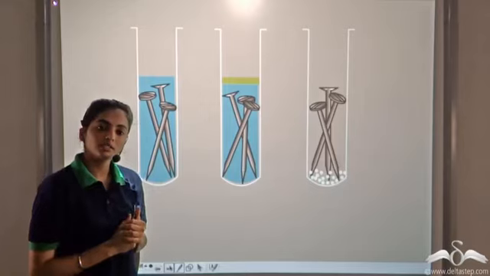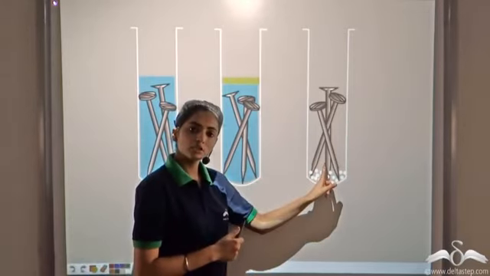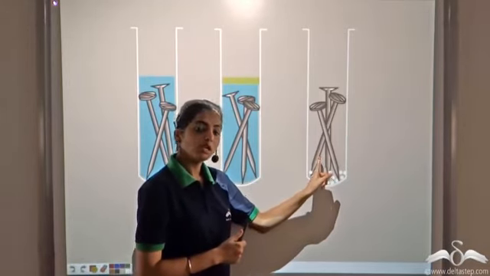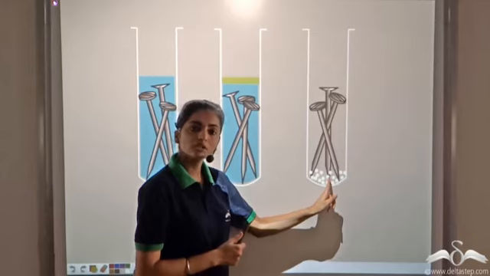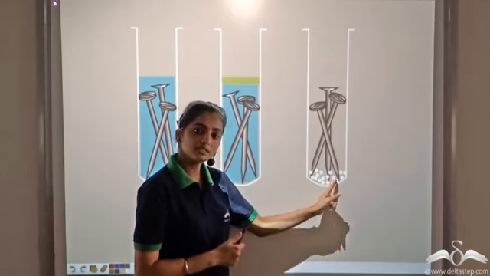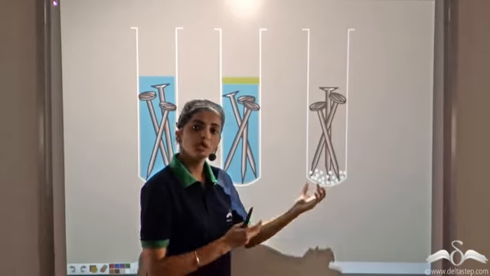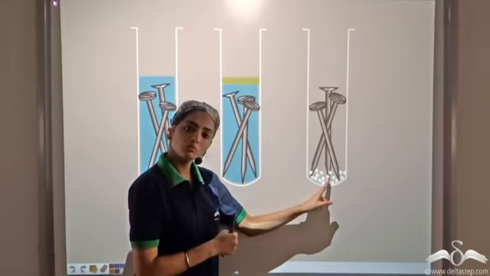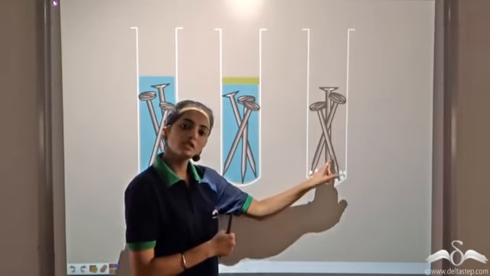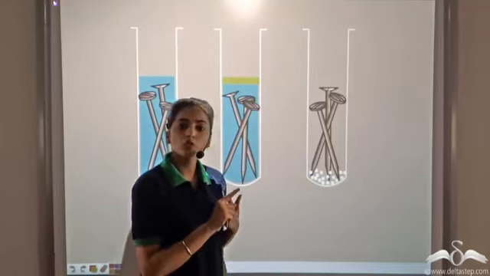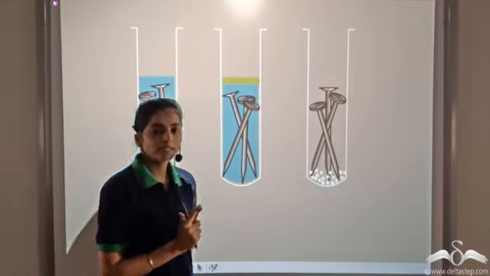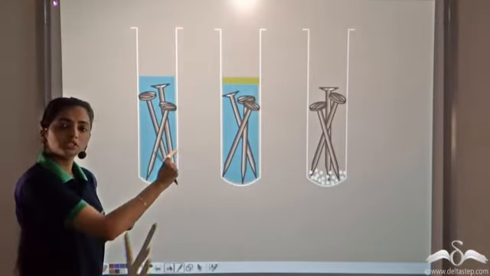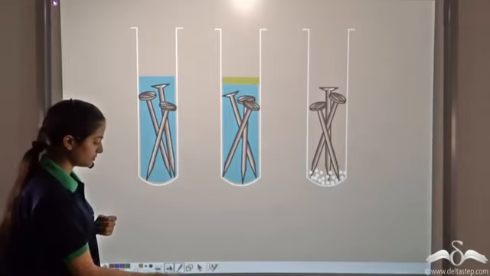What about the third test tube? In the third test tube, there is no water, as the anhydrous calcium chloride crystals which are put in the third test tube absorb all the moisture in the atmosphere. So, these iron nails are exposed only to oxygen. So, let's see in which test tube rusting takes place.